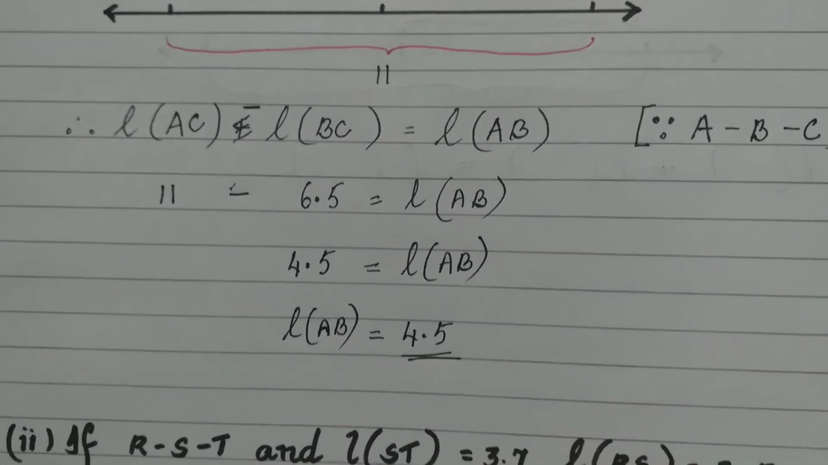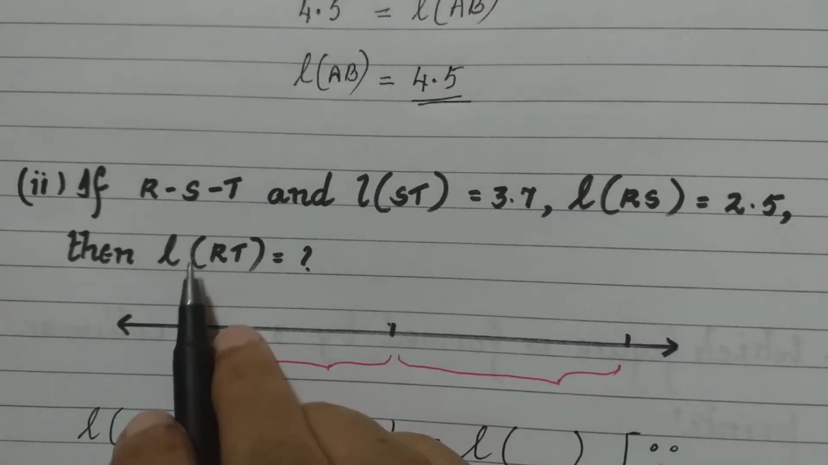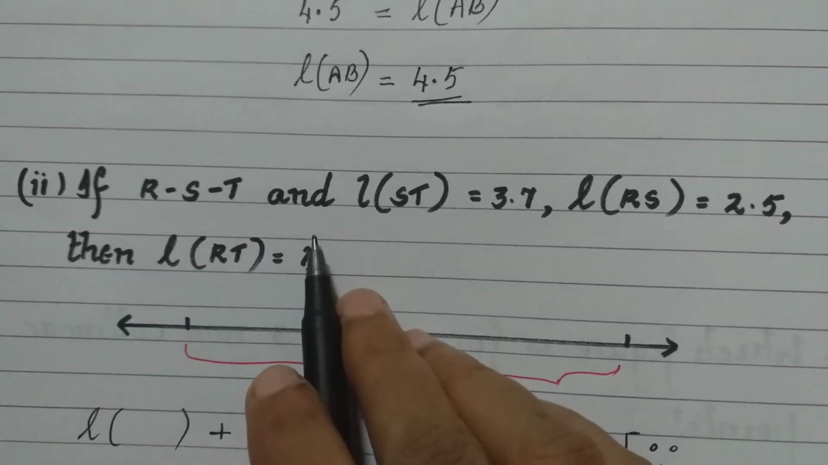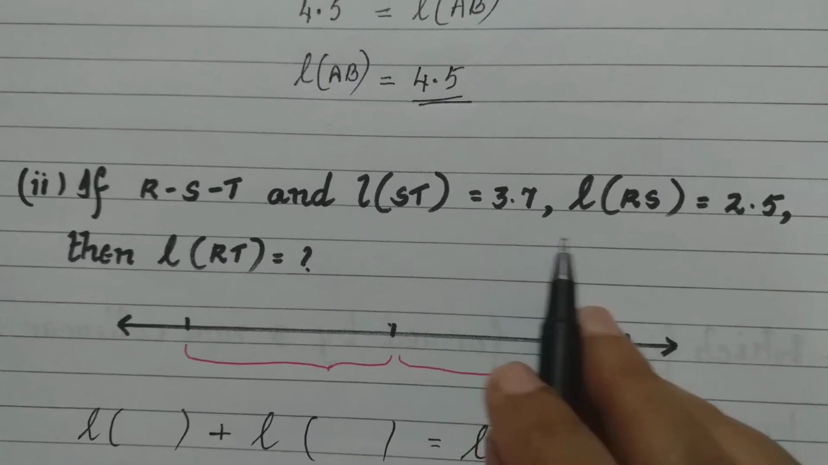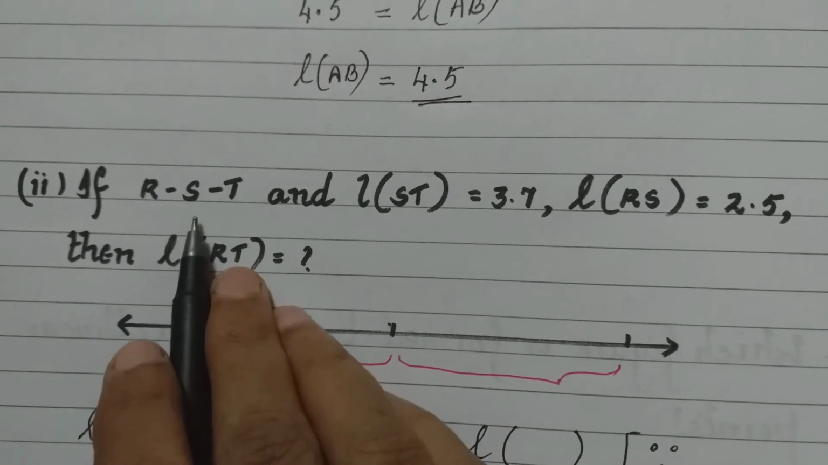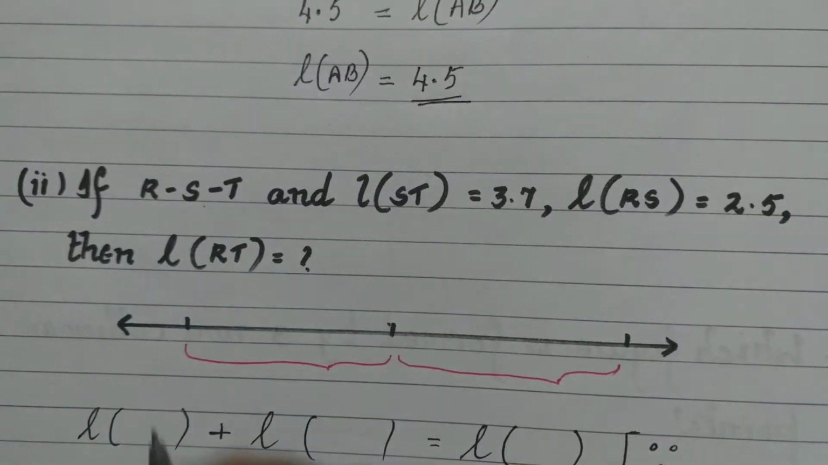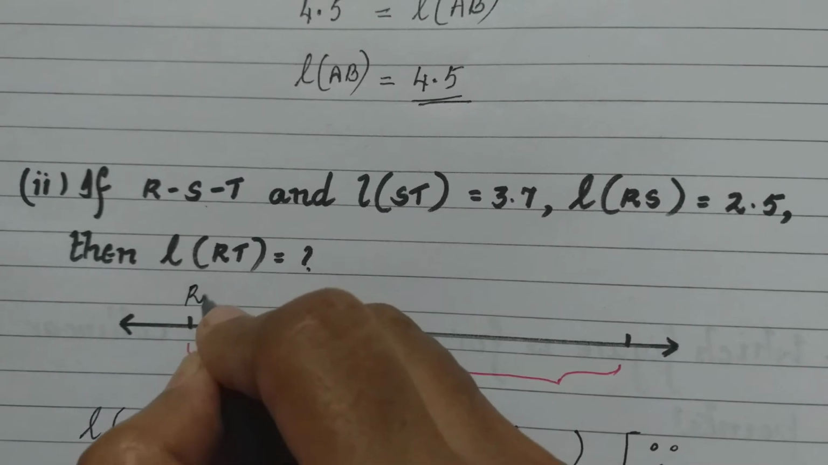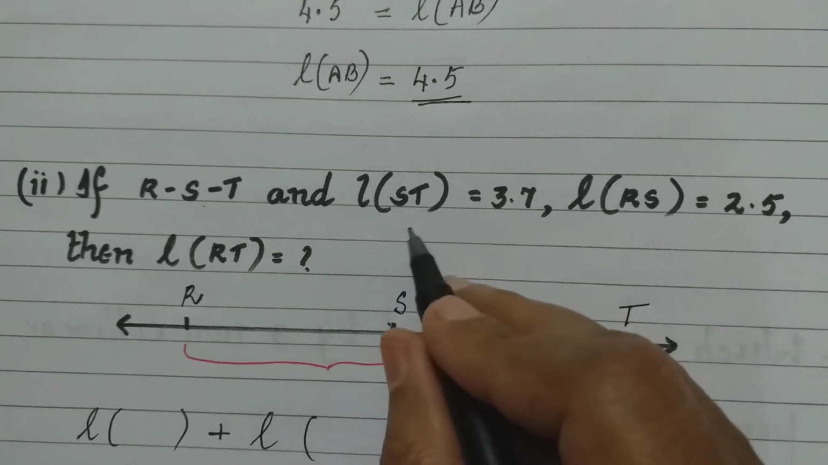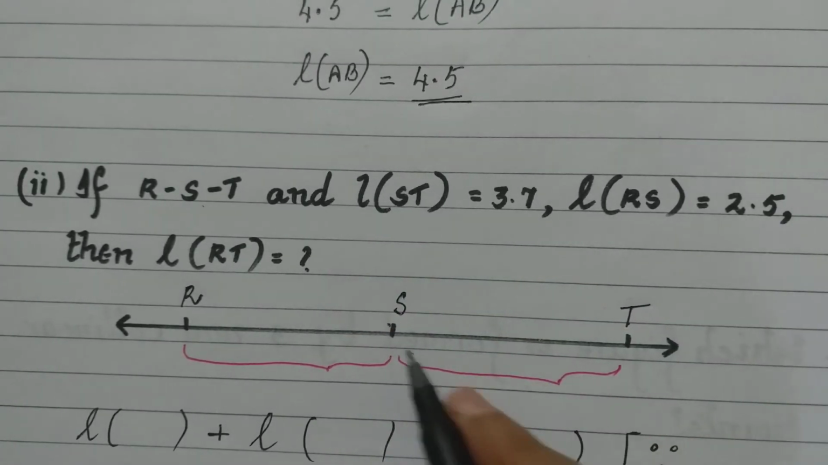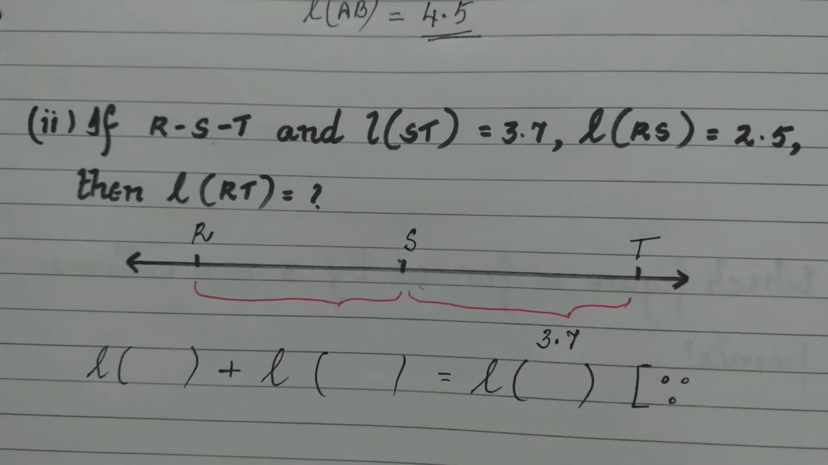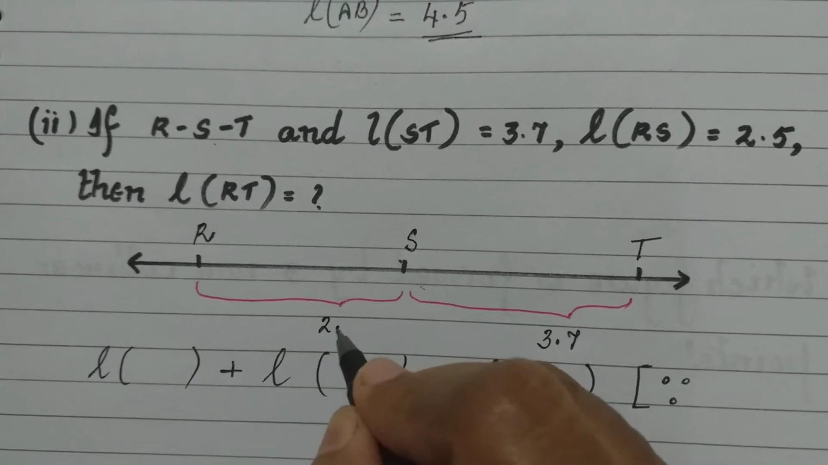4.5. Going to the second sub question, similarly, they said if the point S lies between the points R and T and length of ST is 3.7 and length of RS is 2.5, then find the length of RT. The point S is lying between R and T. That means on one end is R, one end is T, and S is lying between it. They said length of ST is 3.7. So this distance is 3.7. They said length of RS is 2.5. That means this distance is 2.5.